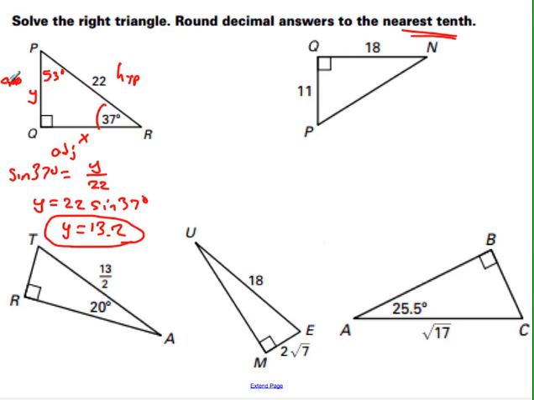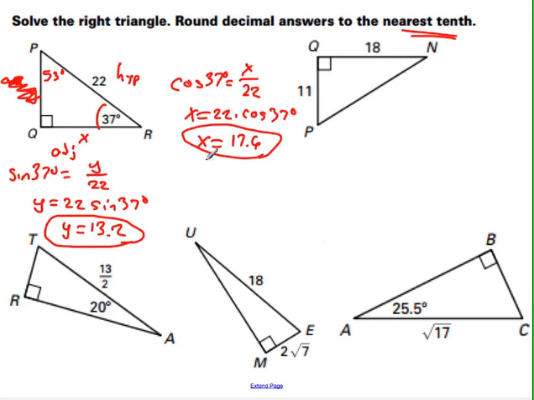So what I'll do then is ignore y over here, and I'll just concentrate on this 37 degrees. I have my adjacent side and my hypotenuse, so that means I'm going to be dealing with the cosine function. So the cosine of 37 degrees equals x over 22, or x equals 22 times the cosine of 37 degrees. That would mean x would equal 17.6 when I round to the nearest tenth.